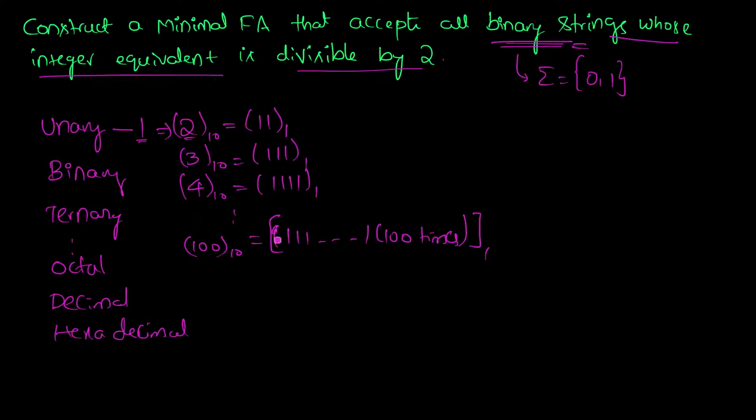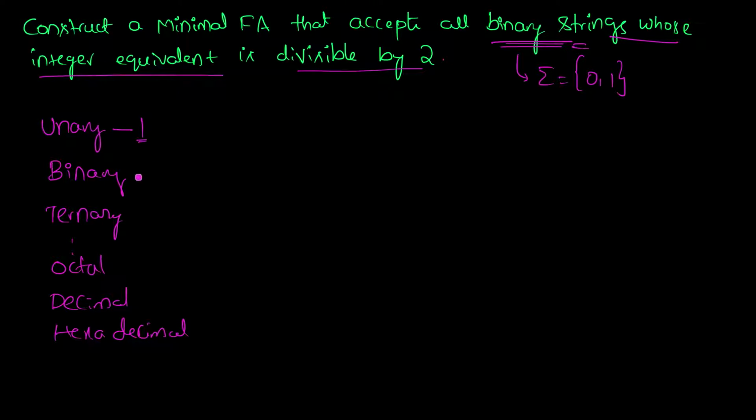In unary system, right? This is how you represent integers in unary number system. Now coming to binary number system. In binary number system, we have two symbols, 0 and 1, right? We have two symbols here. We have only one symbol in unary.